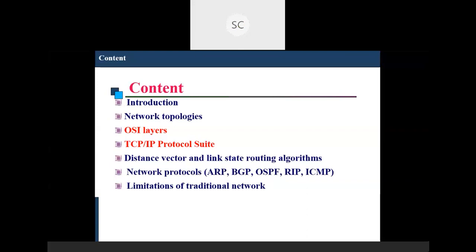Okay, so next I'm continuing the remaining part. Introduction is over, then network topology is over. Next one is the OSI layer. We just have to take a brief view of OSI, then TCP.